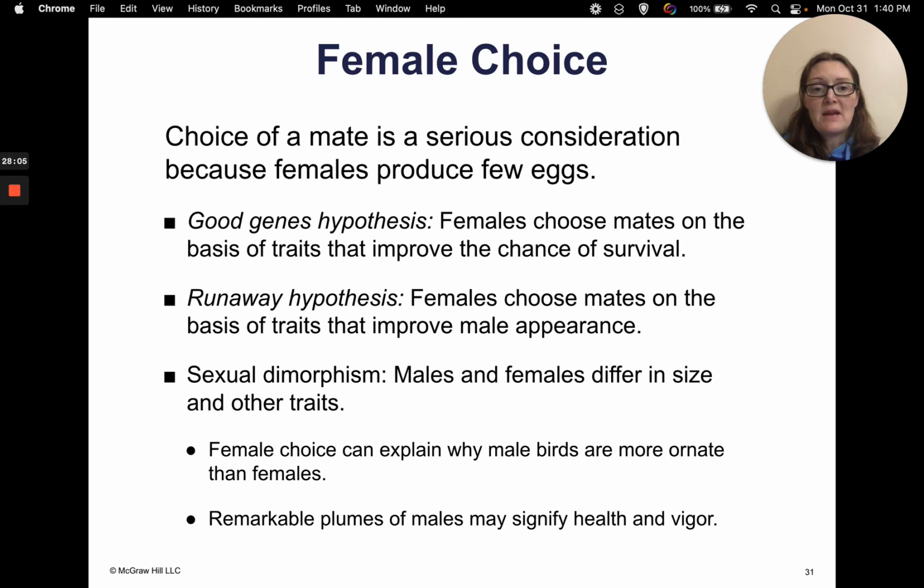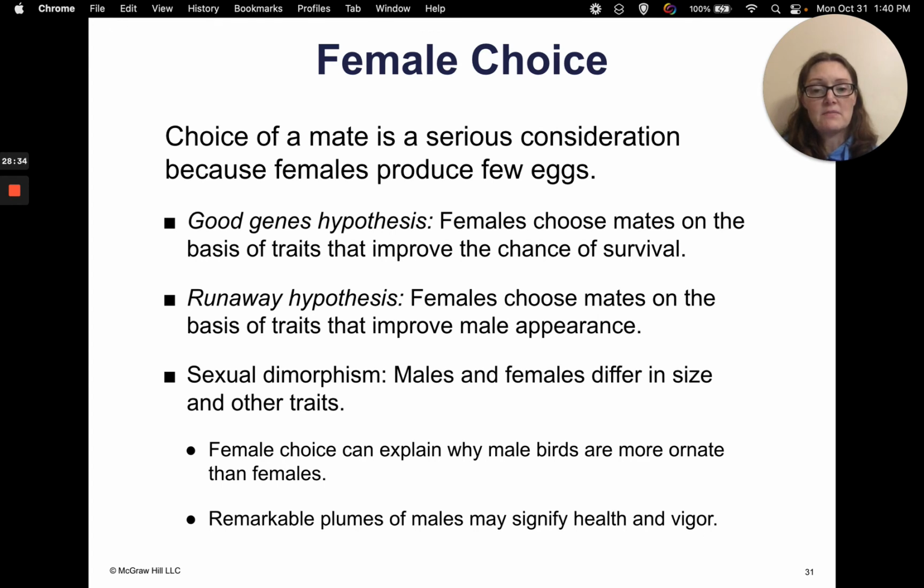So the choice of a mate is a serious consideration because females produce few eggs. She's only got a couple of times that she can choose to get a good mate. So there's this good genes hypothesis: females choose mates on the basis of traits that improve the chance of survival. There's the runaway hypothesis: females choose mates on the basis of traits that improve male appearance, so that if a male looks good and healthy, then that means their genes are going to be good and healthy.